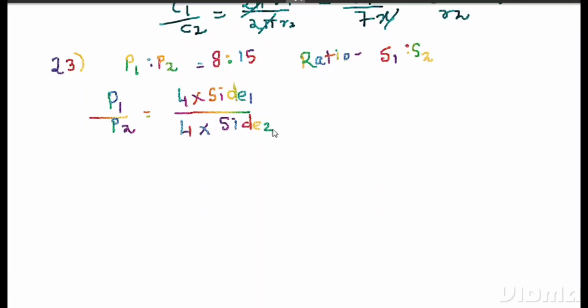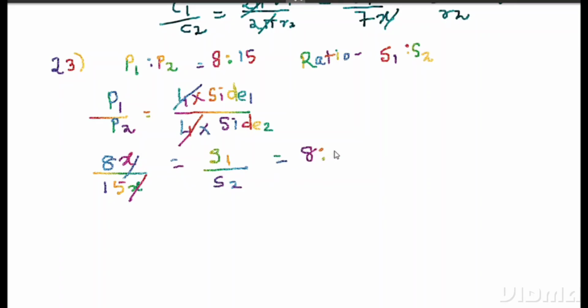Now what is the perimeter given? Can I write this as 8x by 15x? Yes. So now here also 4 gets cancelled. So what is remaining? Let us write this as S1 by S2. So x gets cancelled. So what is the ratio? Ratio is 8:15. Because you can see that 4 is getting cancelled, you are getting P1 by P2 is equal to S1 by S2. So whatever the ratio of perimeter, the same will be the ratio of the sides. So this was the 23rd question.